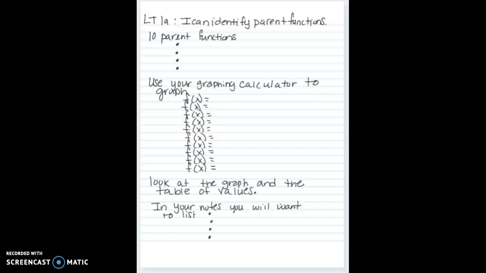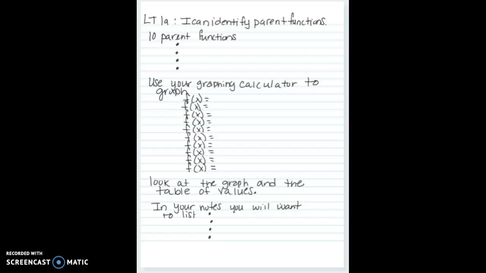Okay, learning target 1A, I can identify parent functions. We are going to take a look at 10 different parent functions. There are others. We will get to some of them later in this course. We will not get to all of them.